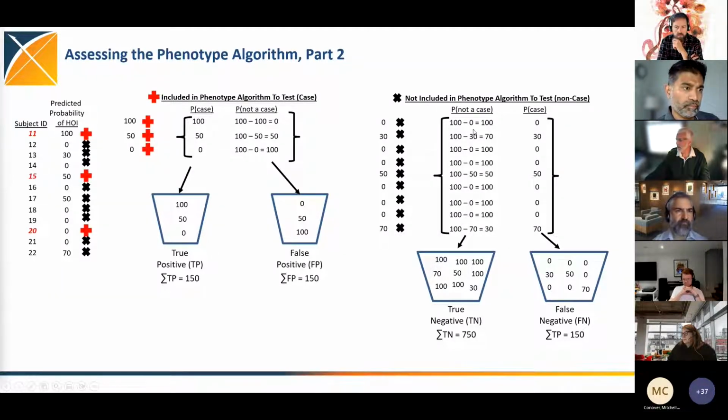So in this case, the person who had a 0% chance of being a case, or 100% chance of not being a case, since the phenotype algorithm did not select this person, you put 100 in the true negative bucket. And you do that for all the subjects that are in there.